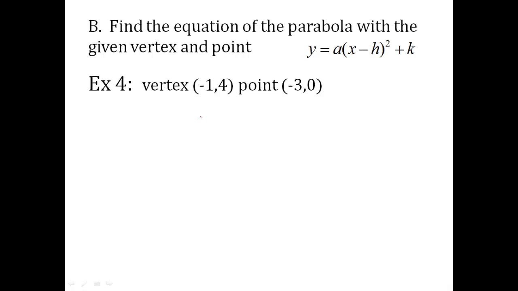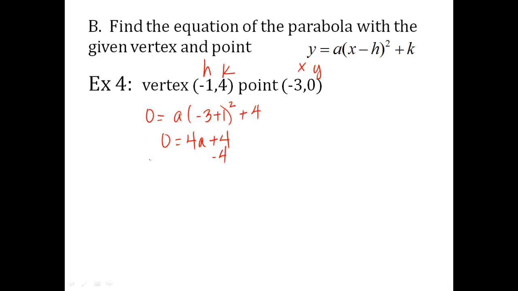Let's try another one of these. Same process. The vertex is h, k, and the point is my x and my y. So I'm going to solve this for a. 0 is y, equals a times (x minus h, so plus 1) squared, plus k, which is 4. Negative 3 plus 1 is negative 2. Square negative 2 and you get a 4.